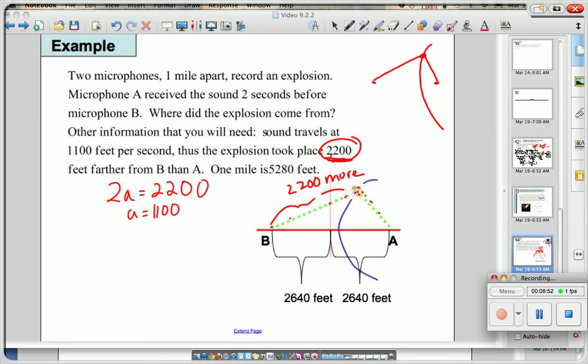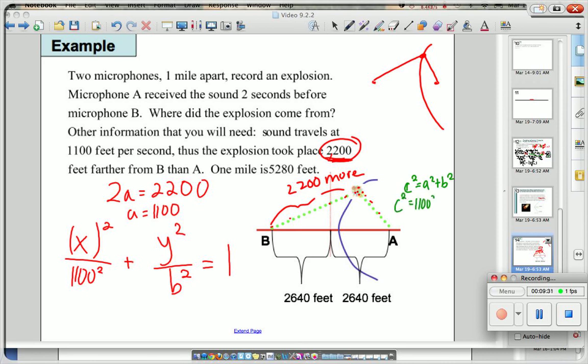So we've got one part of our rule. We're going to center this hyperbola that models the situation at the origin, and we're going to write a rule. We have to figure out b still. So we have the a value of 1,100, and we still have to figure out b. Then we think about the other relationships we know. We know that c squared is always equal to a squared plus b squared. And since our a is 1,100, we just need our c value and we could find our b.